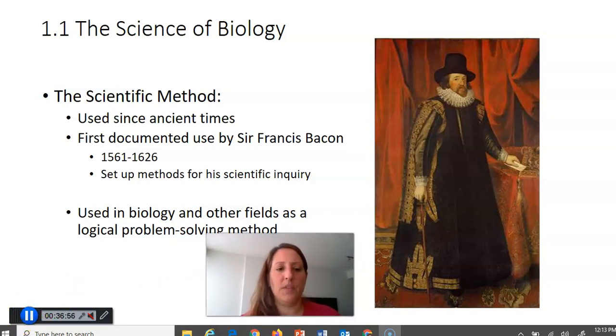Okay, so the scientific method, this has been used for a very long time. It's been used since ancient times. It was first documented by a scientist by the name of Sir Francis Bacon. He lived from 1561 to 1626, so it was during that time frame that the scientific method was first documented. But again, it had been used prior to that.